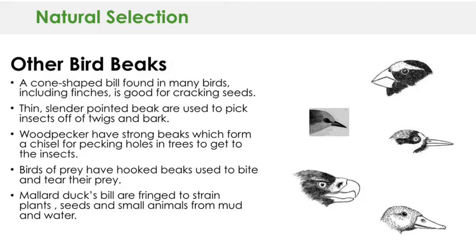You can also see some birds that have a hook-shaped beak. If you see a bird that's got the hook-shaped beak, you can know that it is a meat eater. It's used to tear that meat apart. And then ducks have a beak that is used to strain plants. It gets the seeds and plants, meat, things like that out of the water.